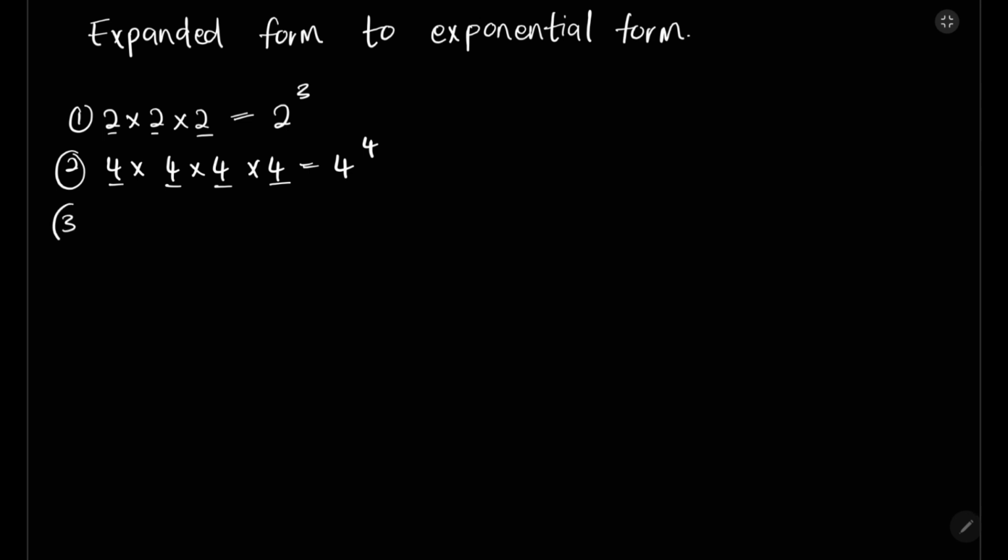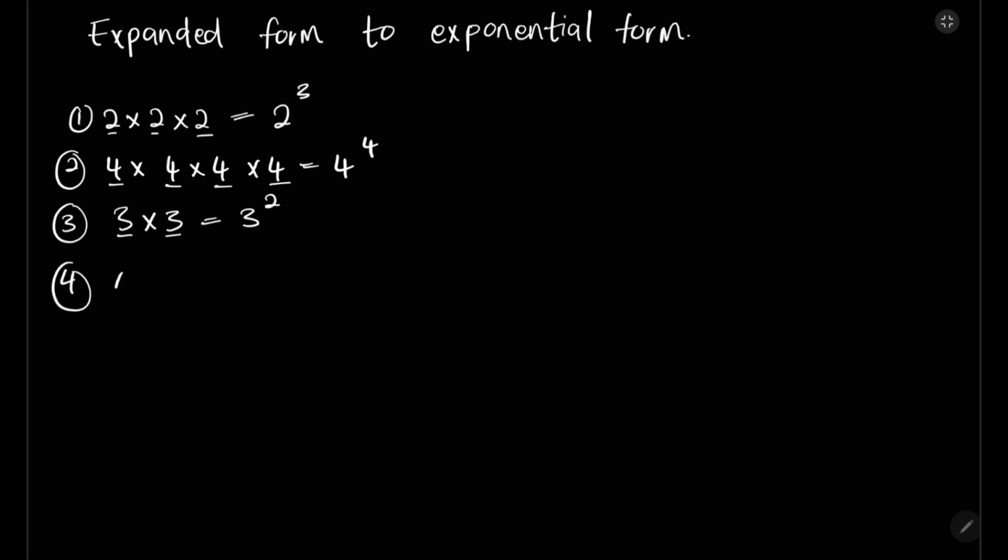Now what if we had 3 times 3? This is your expanded form. We want to write it in exponential form where we can see an exponent. So we just write our 3. For our exponent, we'll count how many numbers we have. We have 2 numbers. Therefore, we only have 3 to the power 2.